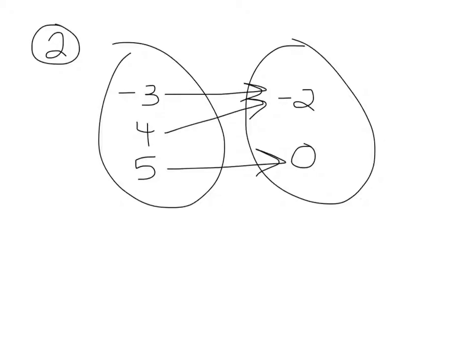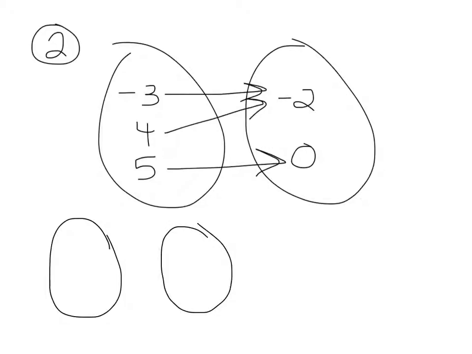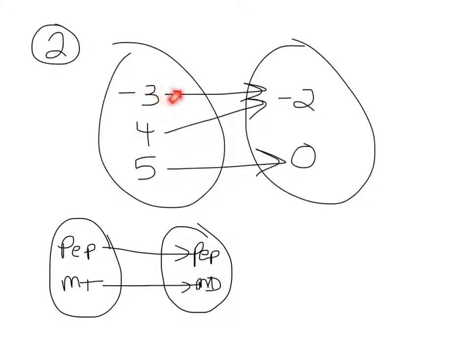All right, the other way you'll see a relationship represented is with a mapping diagram. So that is what this looks like here. Basically, you're taking values in one bubble and you're seeing what you get in the other bubble. If we think in terms of a soda machine, if you push the Pepsi button, you're going to get Pepsi out. If you push the Mountain Dew button, you're going to get Mountain Dew out. So really all it's saying is if you put -3 into a function, or into a relationship, you're going to get -2 out. If you put 4 in, you're going to get -2 out. If you put a 5 in, you're going to get a 0 out.